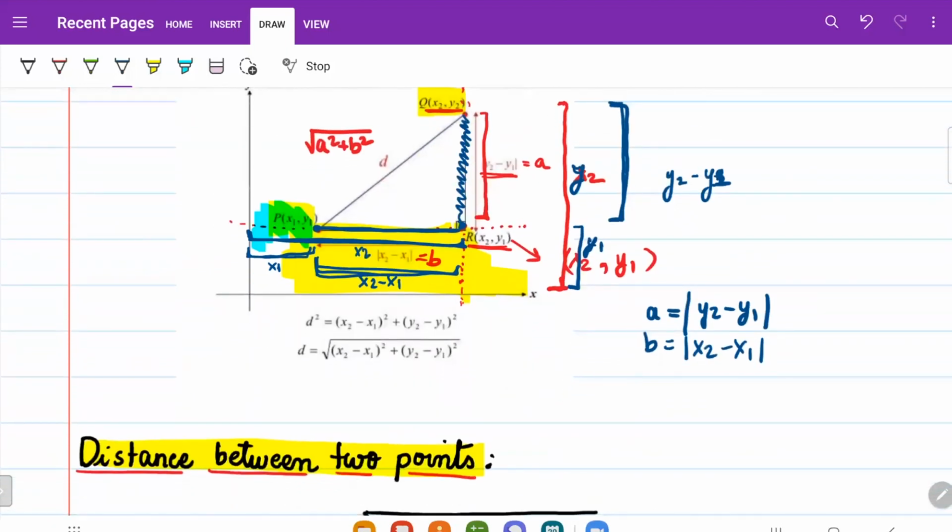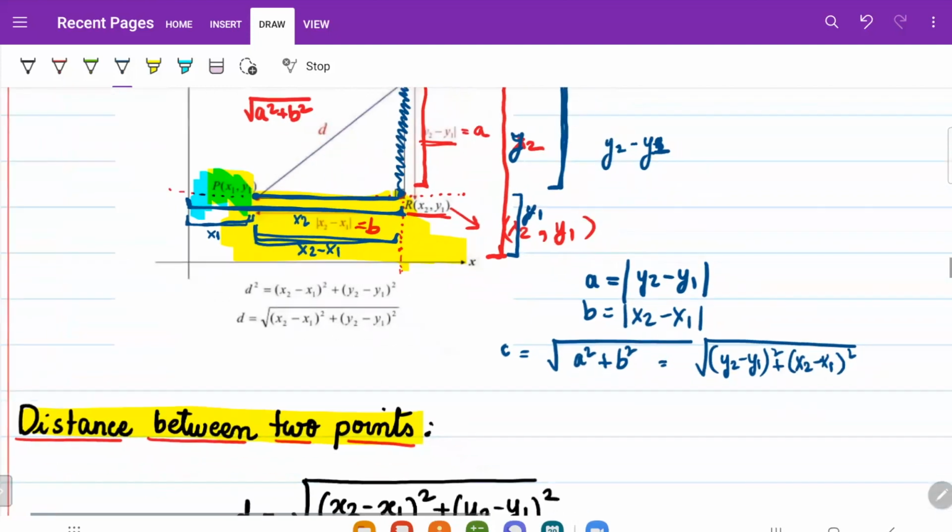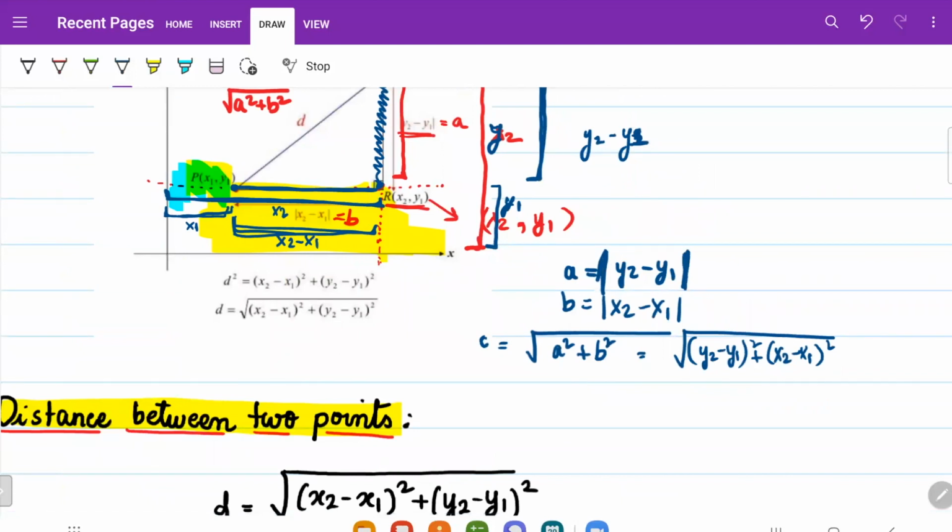So here we have A and B, and we need C, which is square root of a squared plus b squared, which is essentially square root of (y2 minus y1) whole square plus (x2 minus x1) whole square. I'm removing the modulus operator, this absolute value here, just because when you square it, no matter what this value is, be it positive or negative, it becomes a positive number, since multiplication of a positive and positive gives you a positive number, and multiplication of negative with a negative gives you a positive number as well.